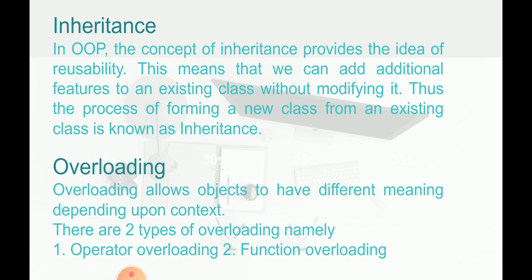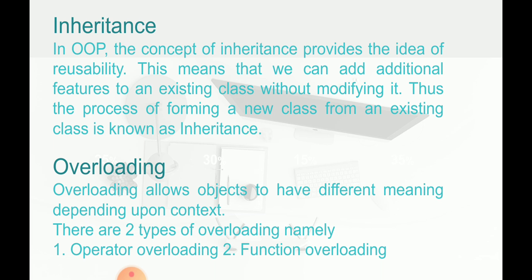Next is overloading. Overloading allows objects to have different meaning depending upon context. There are two types of overloading. One is operator overloading and the next is function overloading. When an existing operator operates on a new data type, it is known as operator overloading. Operator means plus, minus, all those operators. A plus can be used in addition, and we can also use plus in concatenation, that is, to combine two strings, or we can use the plus symbol for increment, plus plus. That is known as operator overloading.